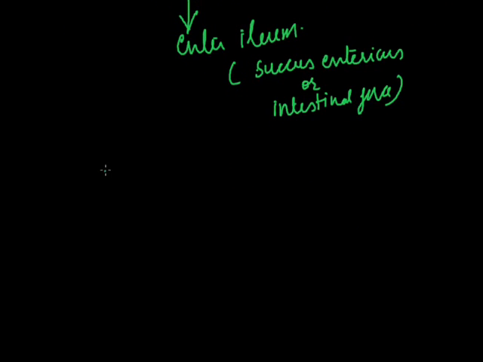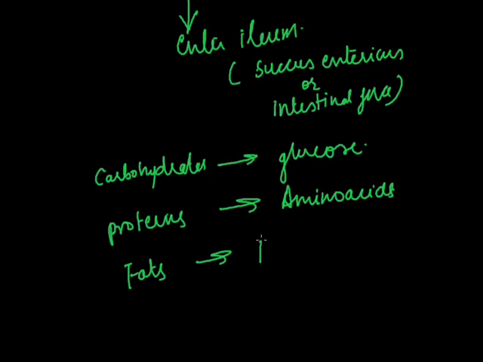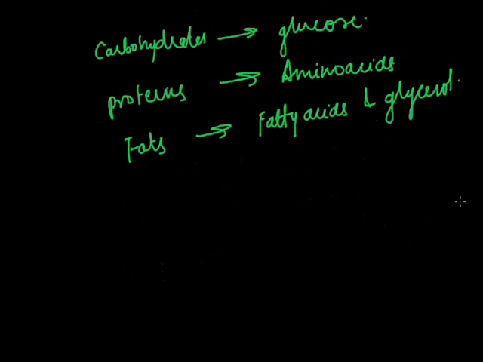Completed means whatever carbohydrates are there, they get completely converted into glucose. Whatever proteins are there, proteins get completely converted into amino acids. Whatever fats are there in the food, that will get converted into fatty acids and glycerol. So the digestion is completed in the ileum.